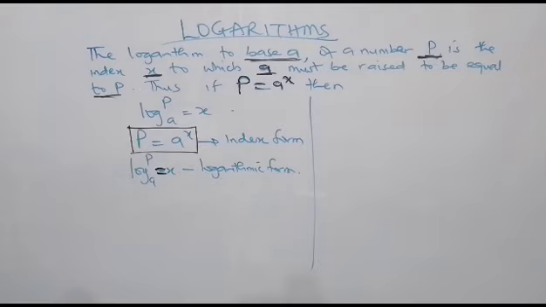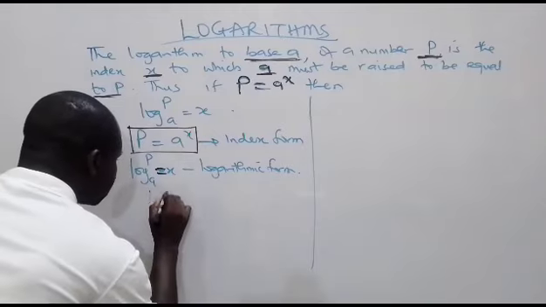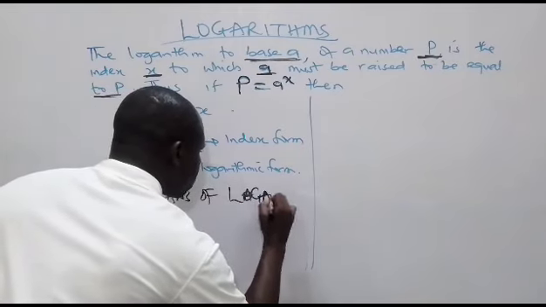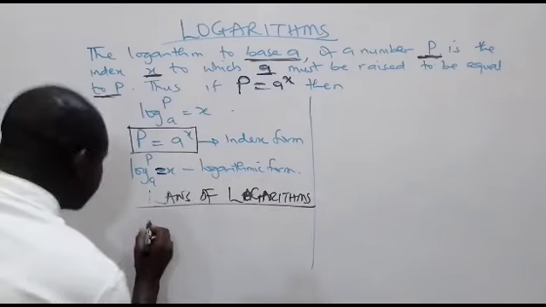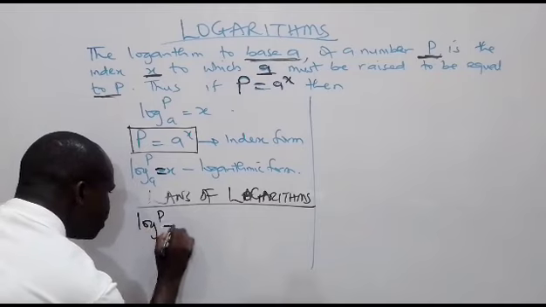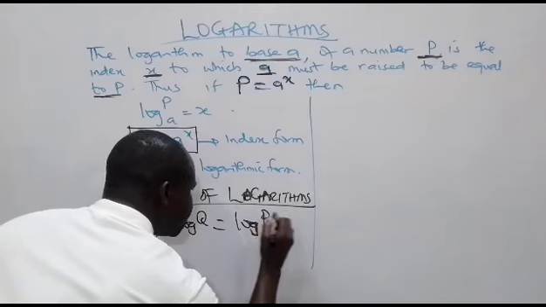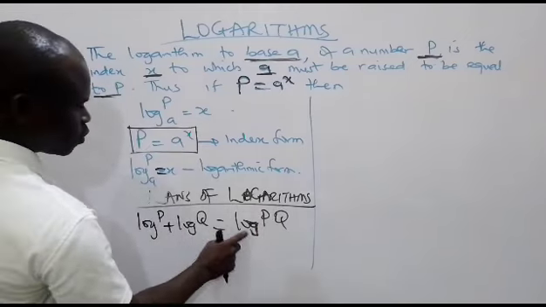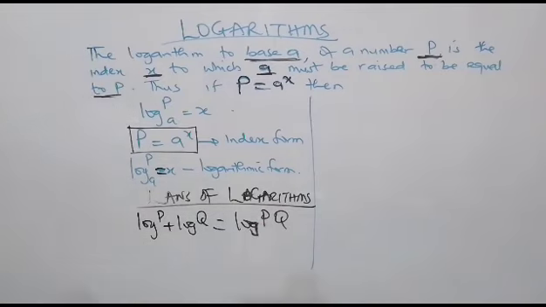So we want to look at the laws or rules of logarithm. Laws of logarithm. The first law says that log P plus log Q is the same thing as log PQ. That is, the addition of log P plus log Q is equal to log of P times Q. Addition of logarithms can be written as the product.